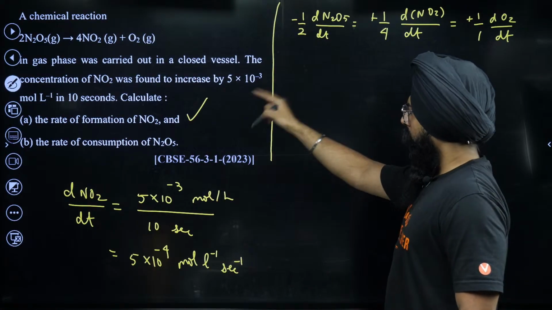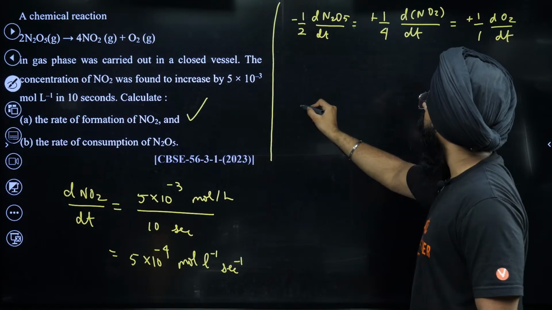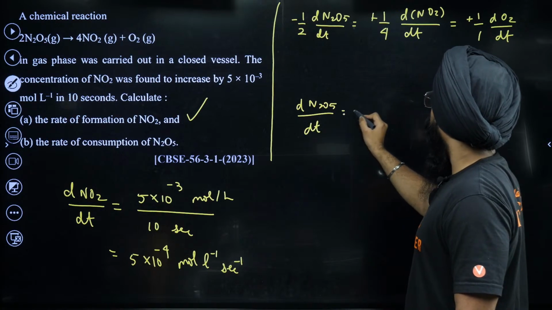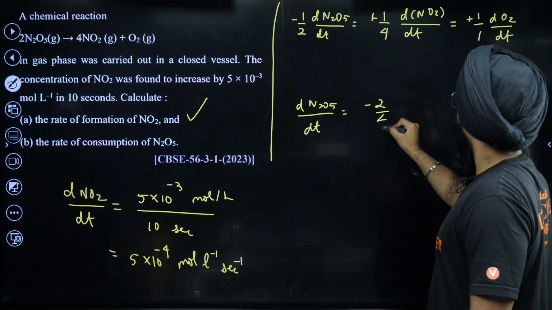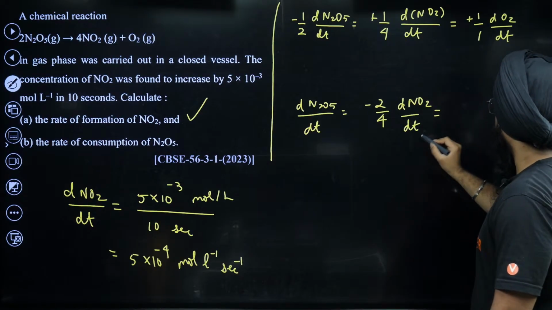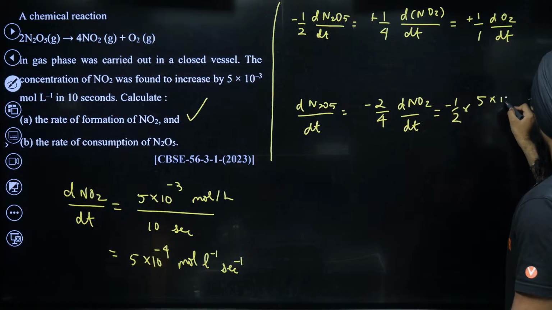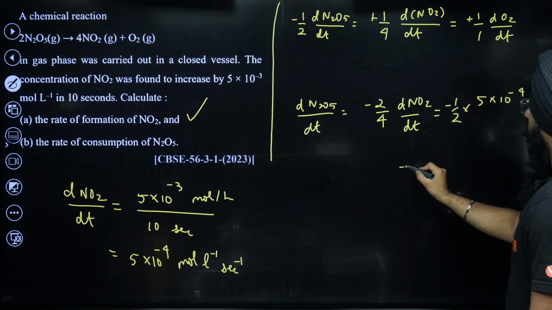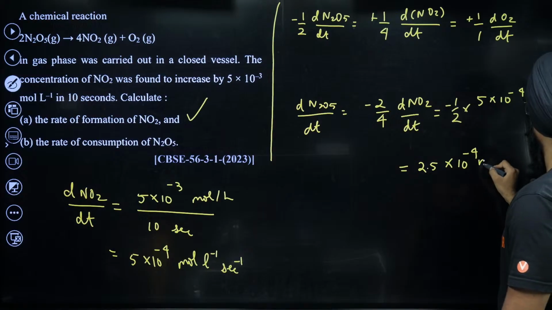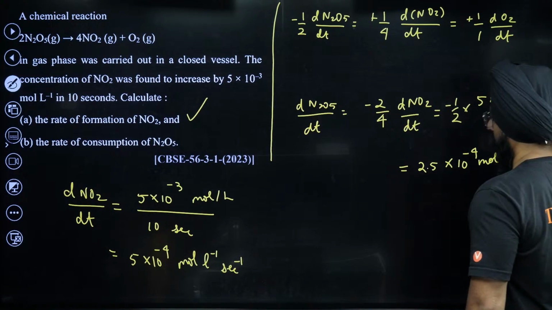Now for option B, we'll use this: the rate of consumption of N2O5. So d of N2O5 by dt is equal to minus 2 by 4 into d of NO2 by dt, which can be written as minus 1 by 2 into that, which comes out to be 2.5 into 10 to the power minus 4 mole per liter per second.